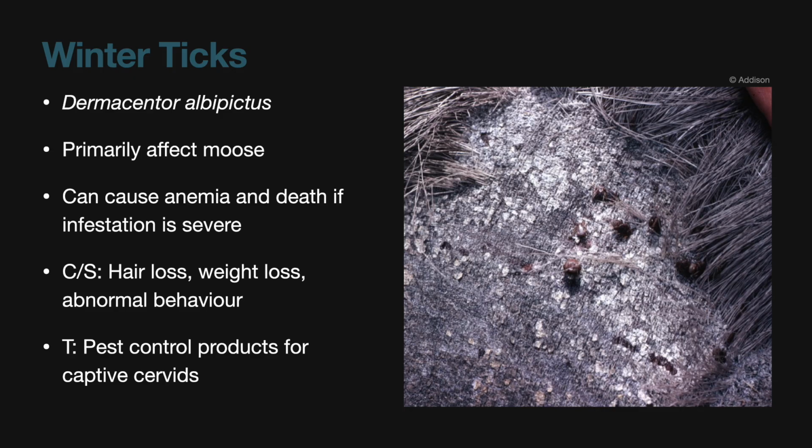Winter ticks are the species Dermacentor albipictus. They primarily affect moose and can cause anemia and death if tick infestation is very severe. Clinical signs include hair loss, weight loss, and abnormal behavior. Treatment involves pest control products for captive cervids, and wild cervids are not typically treated for this infestation.